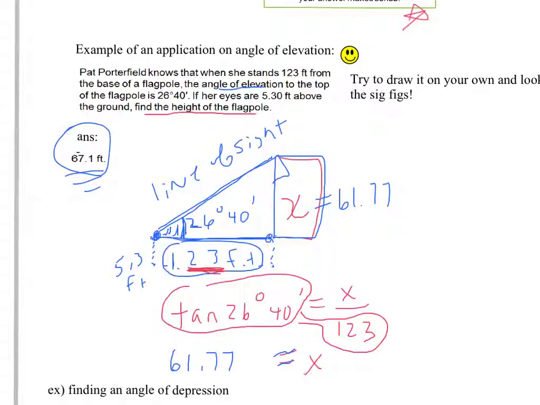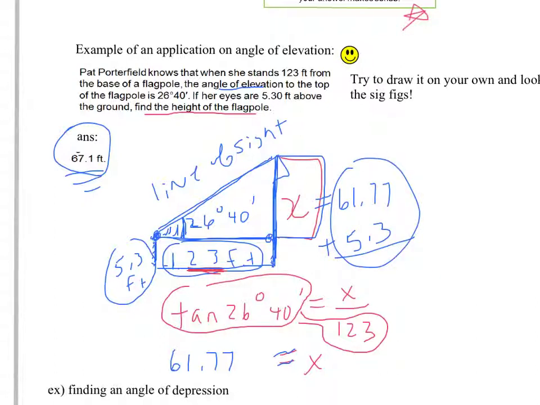Well, now if you think about it, remember that 5.3, her line of sight, her eyeball, was 5.3 feet above the ground. So you have to take that into consideration. So really, that means that flagpole was taller, right? So we're going to add 5.3 and see where that gets us. And that ought to do it, right?